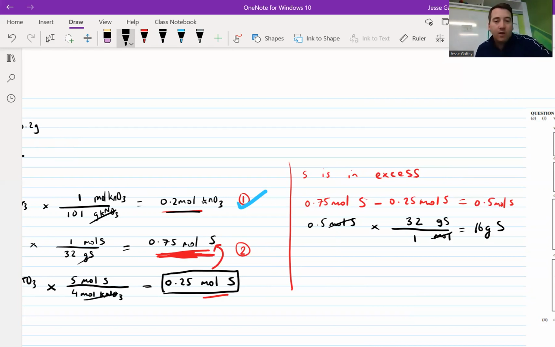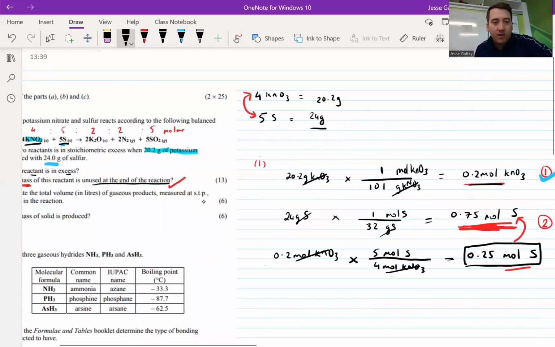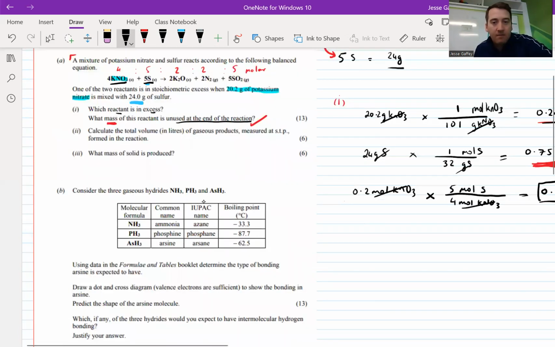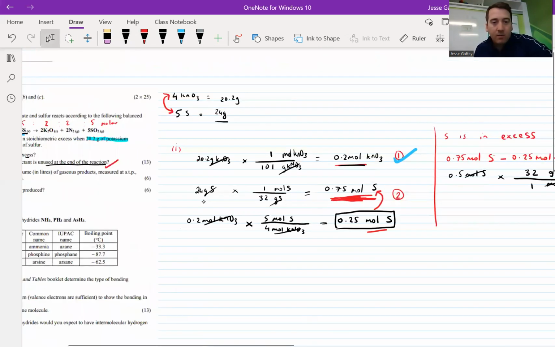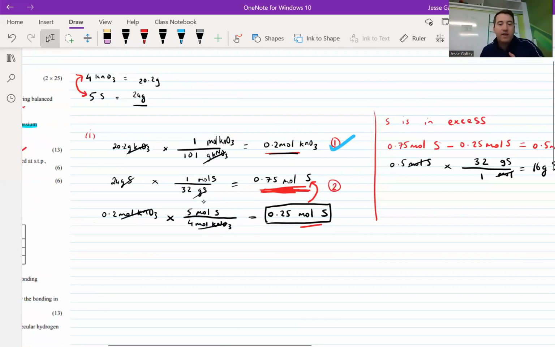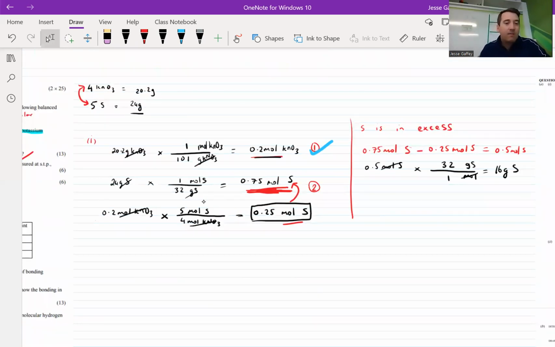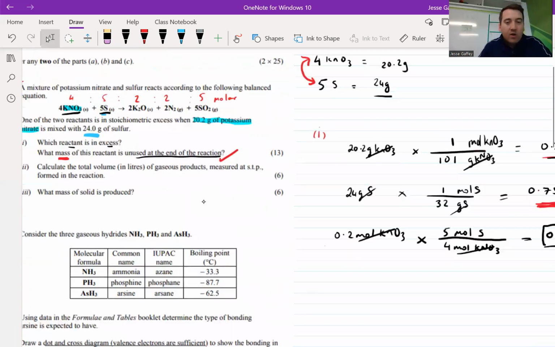Okay, so that was our original answers. Remember, I told you what the answers were. Yeah, I thought I wrote them down, but I must not have. Sulfur's in excess, and there are 16 grams left over. Right, so that's part A done for 13 marks.